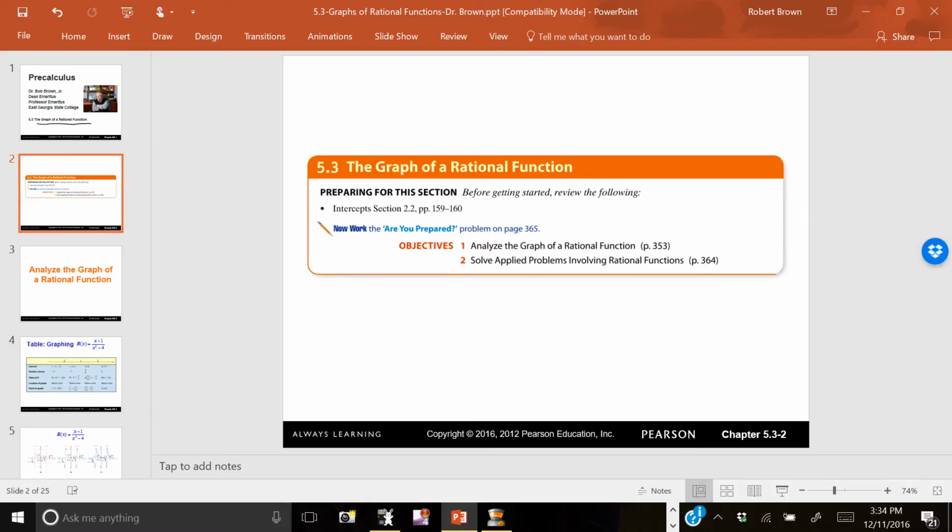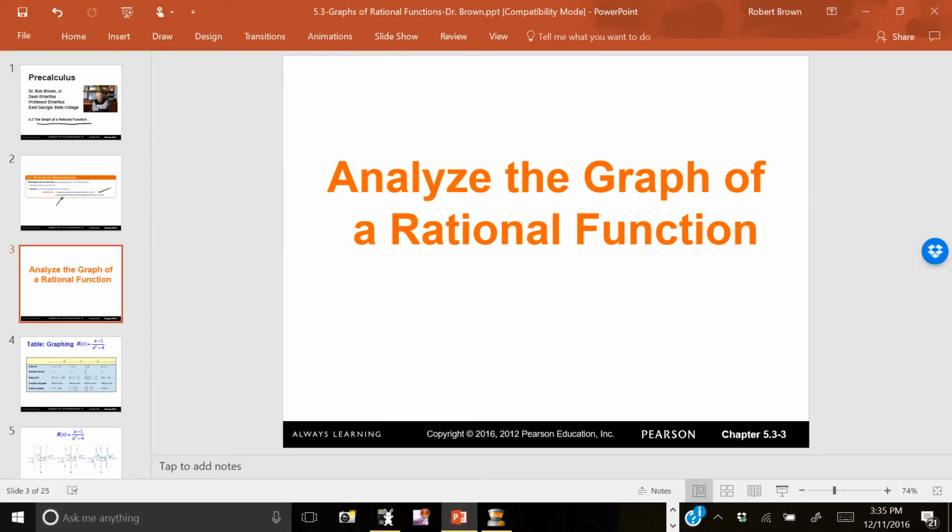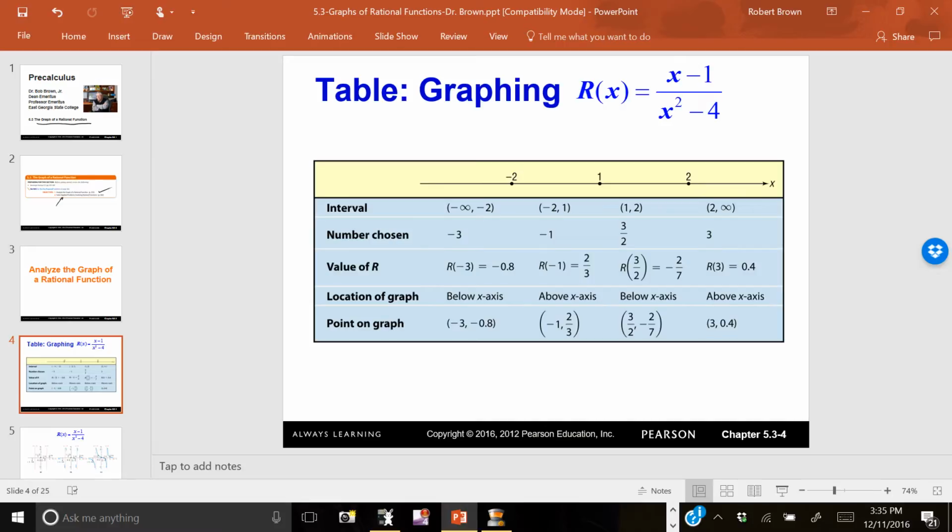What we're going to do is learn to analyze the graph of a rational function, and then we're going to look at an applied problem involving rational functions that helps us look at minimizing the cost of, say, making a soda can, for instance. So first of all, we're going to analyze a graph of a rational function. The first one we're going to look at is r of x equals x minus 1 over x squared minus 4.